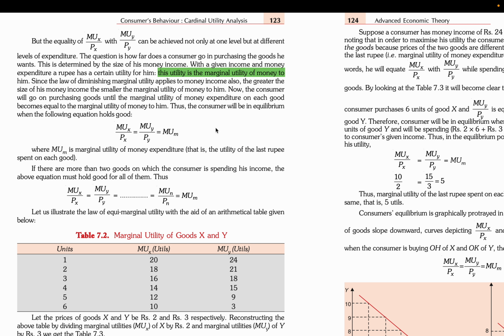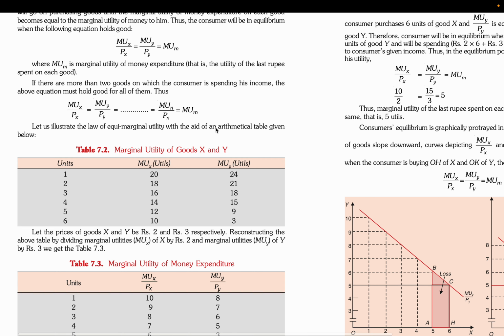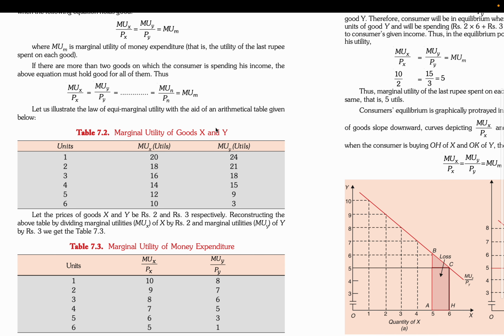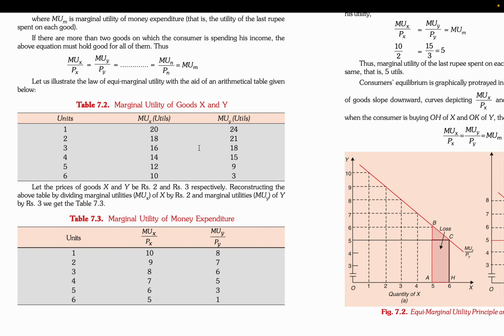Thus the consumer will be in equilibrium when the following equation holds good, where MU of M is the marginal utility of money expenditure, that is the utility of the last rupee spent on each good, which we read in the first definition of equimarginal utility. If there are more than two goods on which the consumer is spending his income, the above equation must hold for all of them. Let us illustrate the law of equimarginal utility with the aid of an arithmetic table given below. Let the prices of good X and Y be rupees 2 and 3.